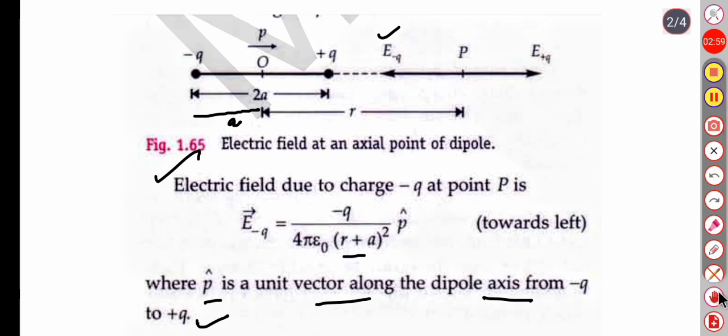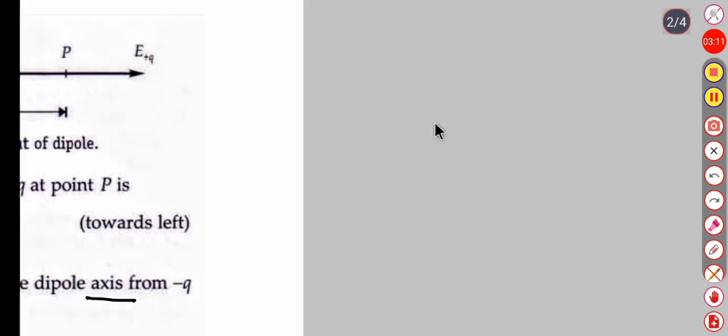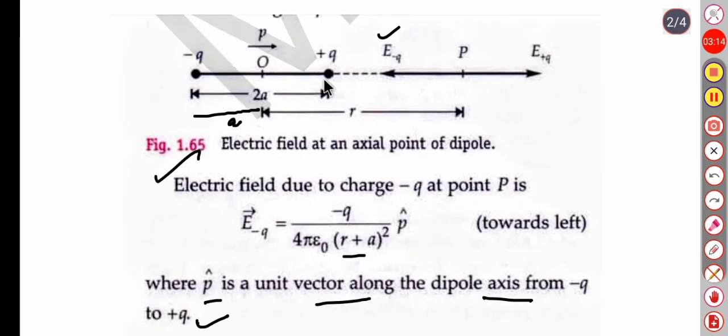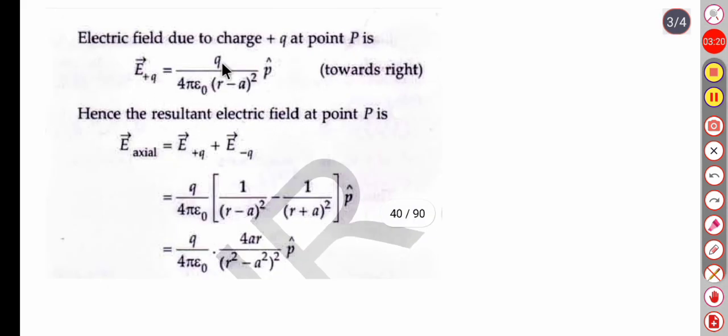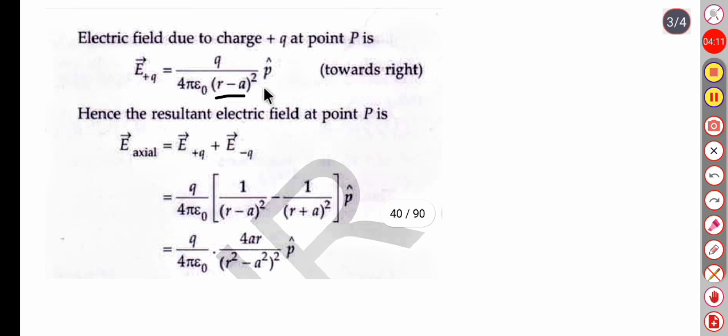Now next, the electric field due to charge plus q at point P. For the positive charge, the electric field at P will be E of plus q, so q by 4 pi epsilon naught into 1 by r minus a whole square, because from plus q to P, O to P is r, but O to plus q is a, so it will be r minus a whole square.